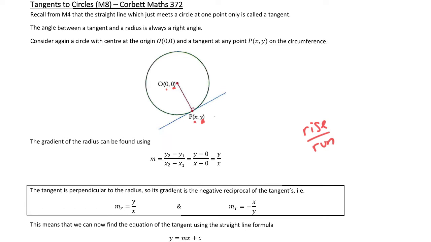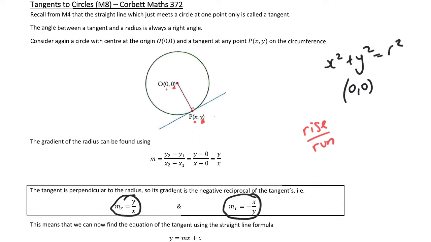And for all the circles that we'll be dealing with this year, they all have the equation x squared plus y squared equals r squared. So their centre is always going to be 0, 0. That means the gradient of the radius is always going to be y over x, and the gradient of the tangent is always going to be minus x over y. Whatever those x, y coordinates are, that's what it's going to be.